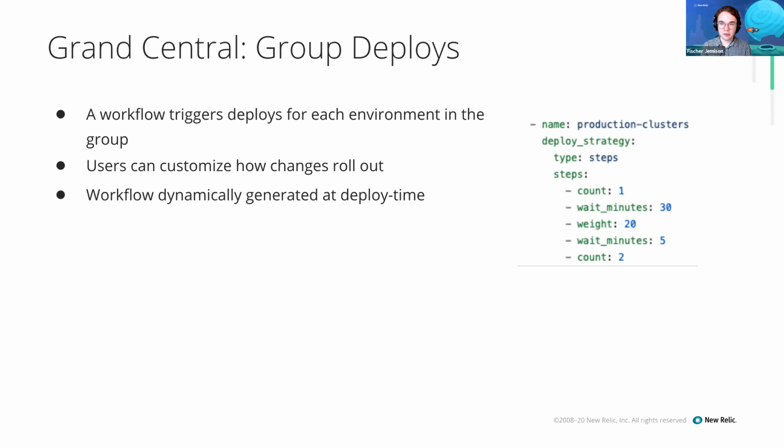And then when someone triggers a group deploy, we read in their Grand Central configuration for that environment, and we dynamically generate a deploy workflow in memory in Grand Central that we then send to Argo workflows to generate the workflow and run the group deploy.